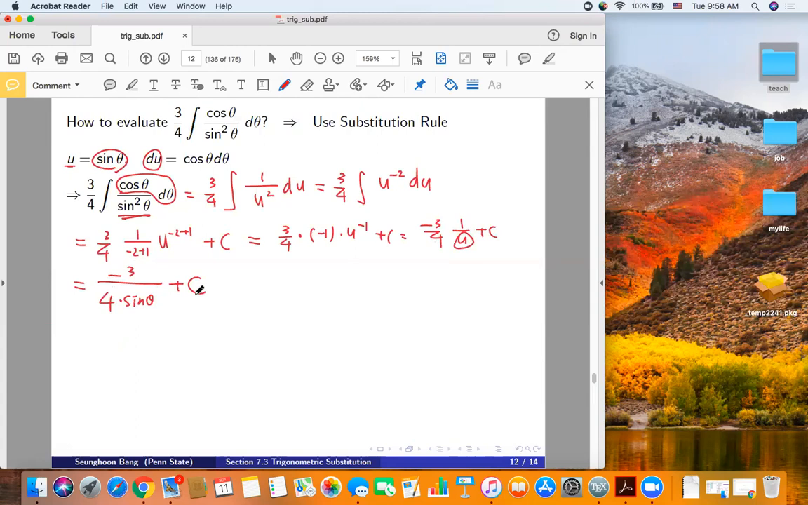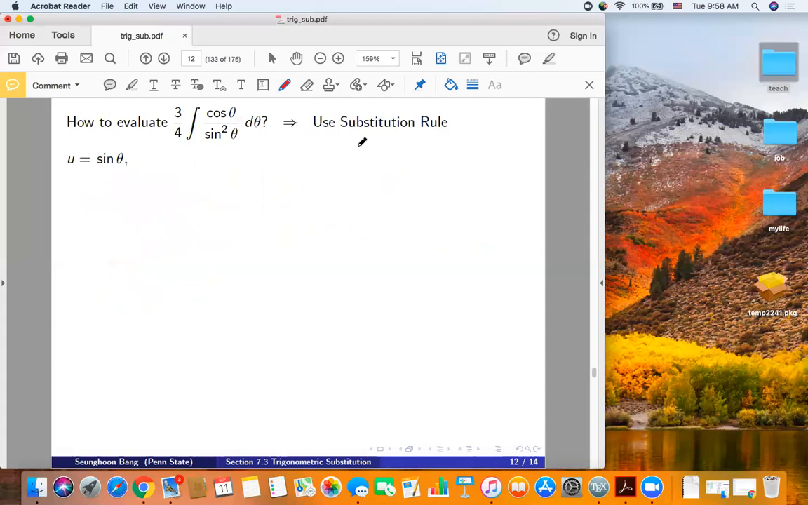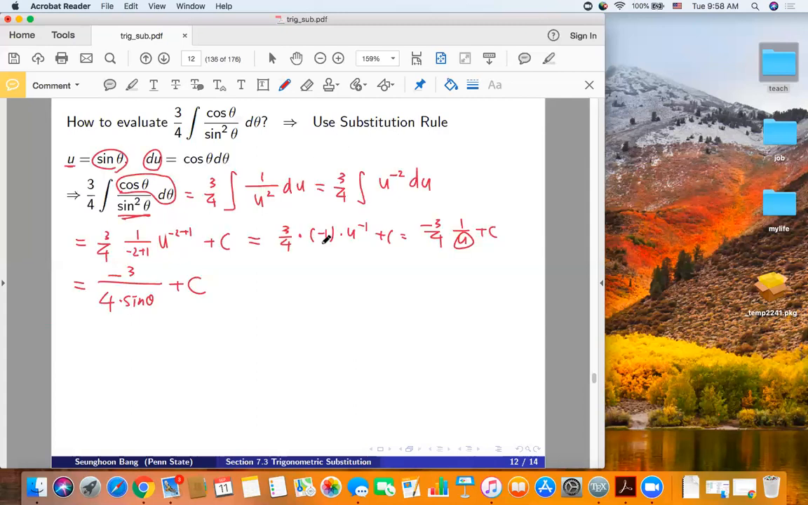This is not the final answer. So how can you solve this problem? You have to use the previous trig substitution. How can you change back from theta to the x variable? To change back, you can use this one: 3x equals 2 tangent theta. You can divide by 2, so we have 3x over 2 equals tangent theta.